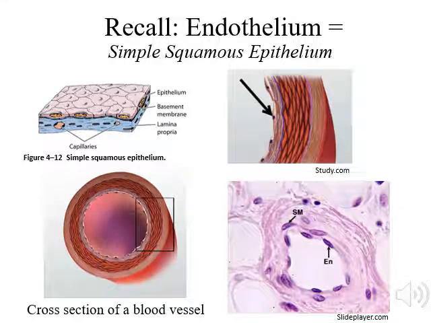Now recall from your lecture on epithelium that the endothelium is composed of simple squamous epithelial cells. And the H&E slide in the lower right hand side of the screen nicely depicts a fairly small blood vessel lined by endothelial cells with a little bit of smooth muscle within its wall.